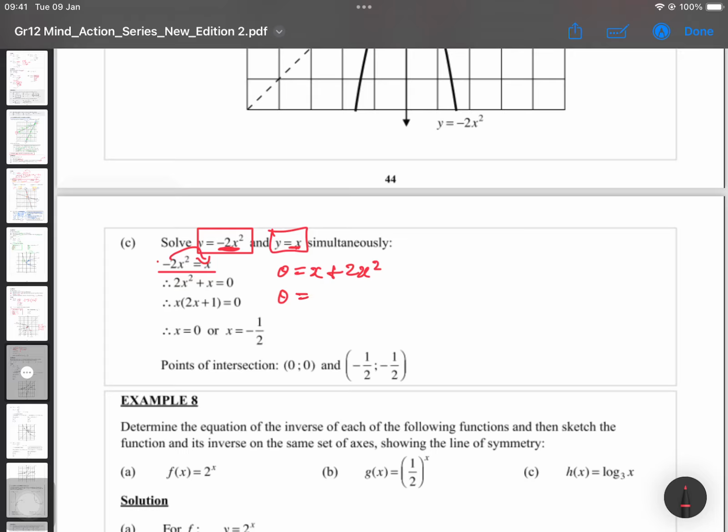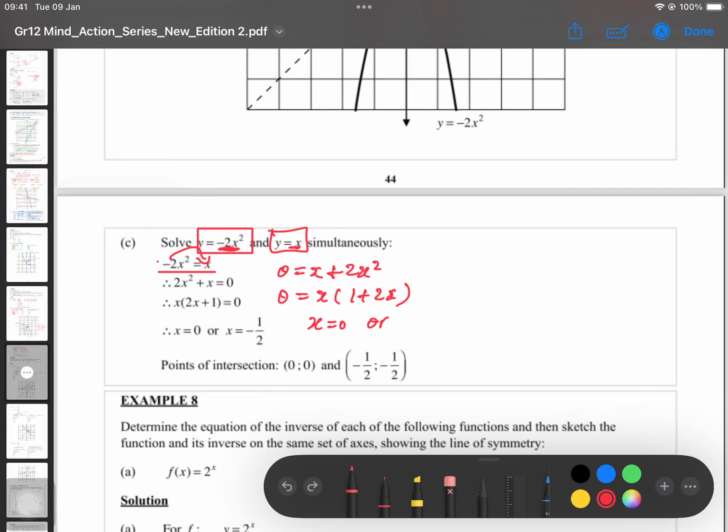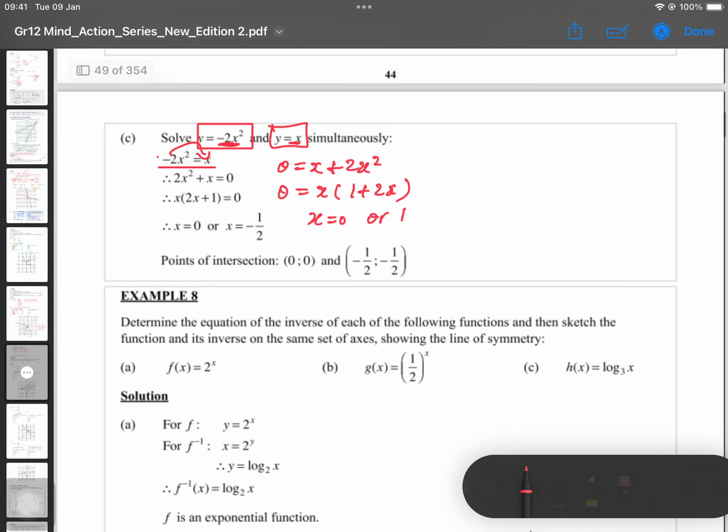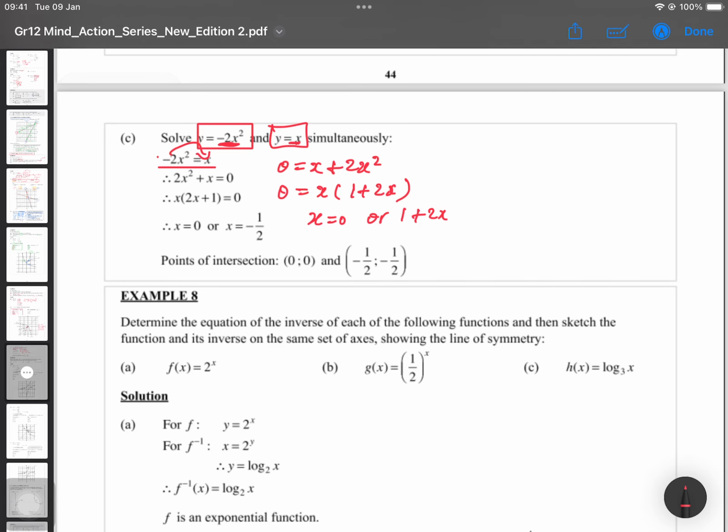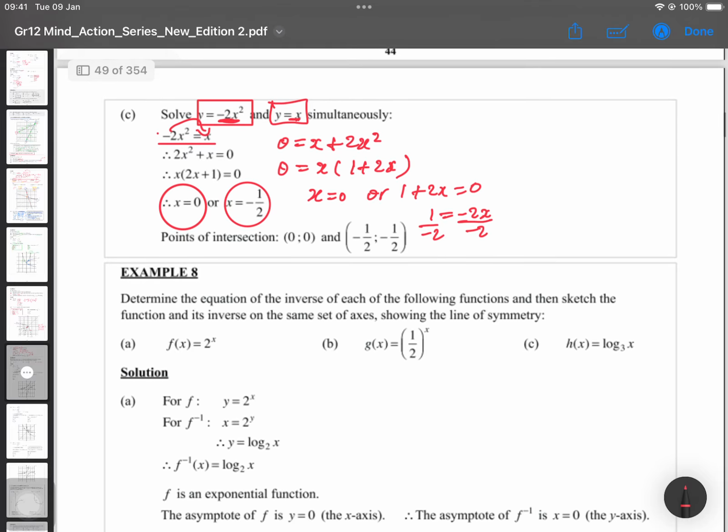Then you take out the common factor, x: x(1 + 2x) = 0, so x = 0, or 1 + 2x = 0, and then 2x = -1, divided by 2, and you're going to get the second point. So you have two of them. Now you just need to figure out which one is which.